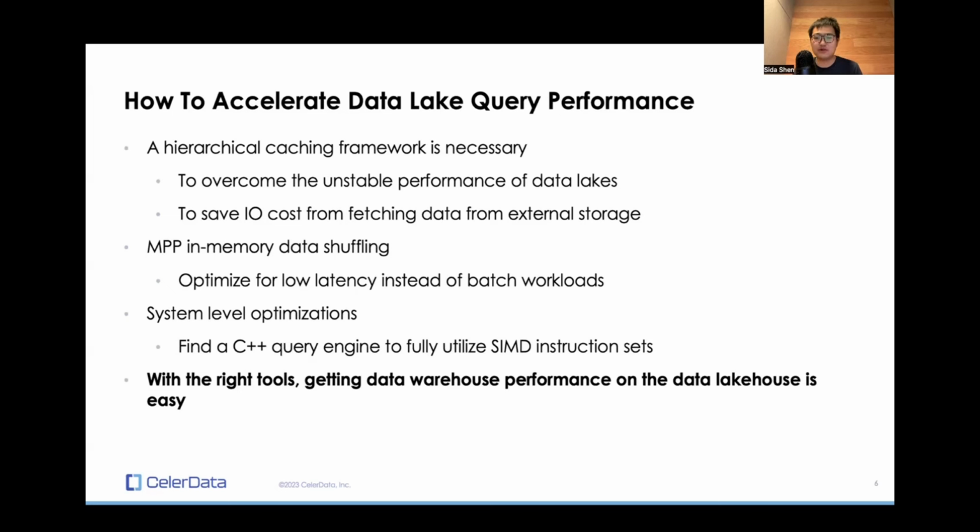Also, system level optimizations. You want to find a query engine that is written in a lower level language, such as C++, to fully utilize SIMD instruction sets. That basically is processing multiple data points for each CPU cycle, and batch operation is always good for OLAP. And this is absolutely necessary if you want to get the best performance. Actually, with the right tools, getting data warehouse performance on a data lakehouse is not only possible, it's quite easy to do. And we're going to show some numbers in just a little bit.